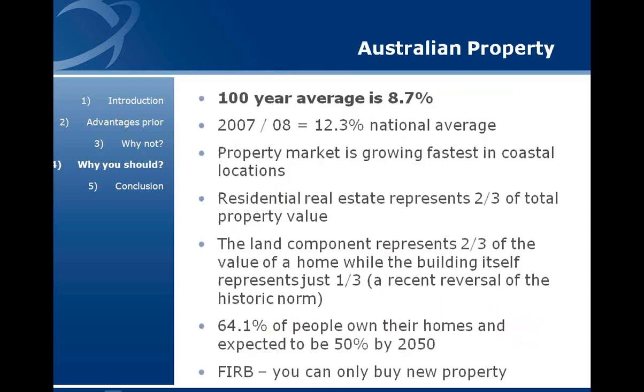When one takes the property market, the 100-year average in growth in Australia is 8.7%. In 2007-2008, the national average was 12.3%. The property market tends to grow fastest in the coastal regions, and a very interesting statistic is something like 75% of the population lives on the eastern seaboard and within 100 kilometers of the coastline.